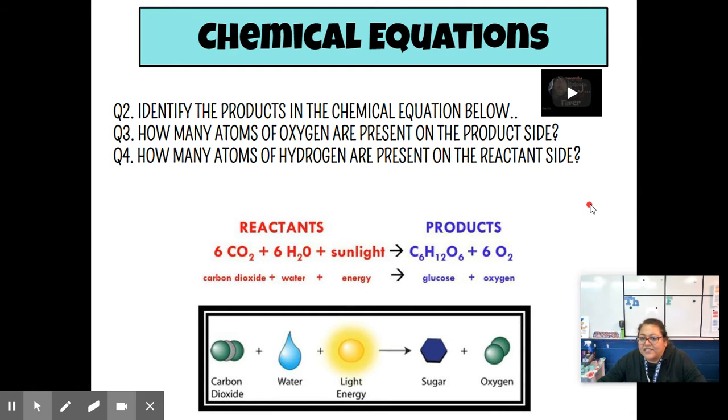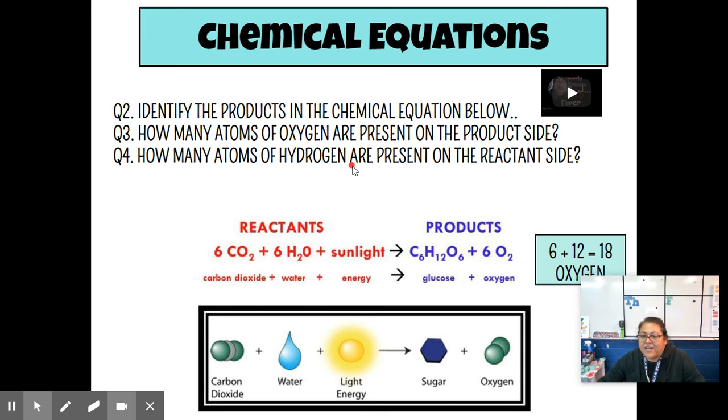How many atoms of oxygen are on the product side? So if I'm looking just at the product side, that would be the new substances. 6 times 2 is 12 oxygen, but I also have 6 oxygen over here. So 12 plus 6 is 18 oxygen.